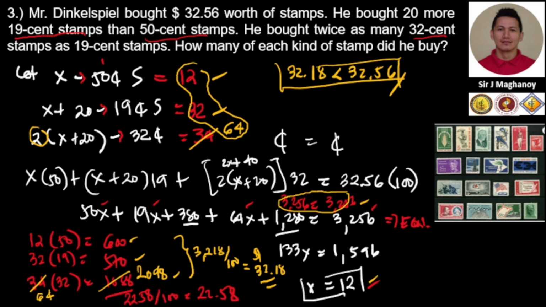So if we try to check 32.56 minus 32.18, we lack 0.38. Where is the 0.38 going? Okay, so just review the problem. If you have a comment on this problem, you can comment down below. Where is the 0.38? Okay, so that would be your part.